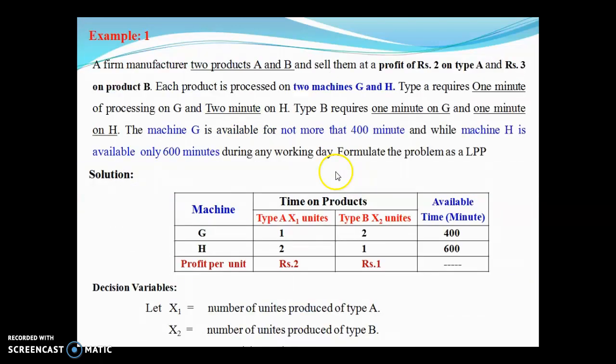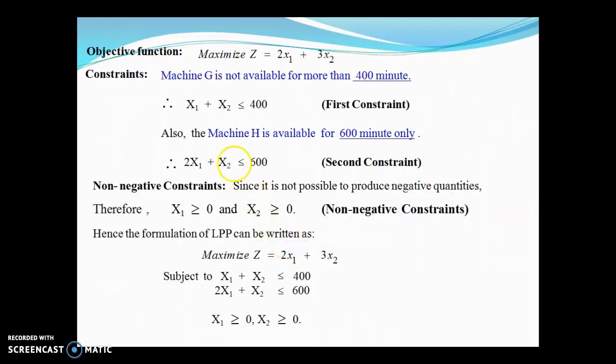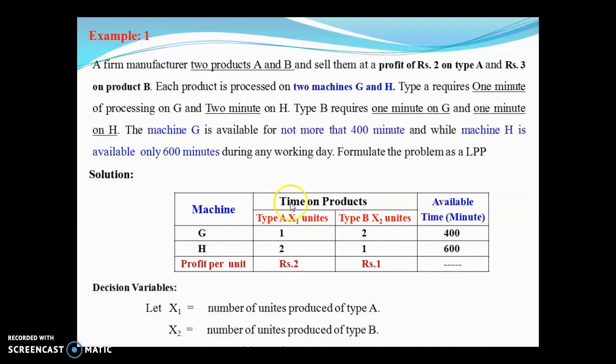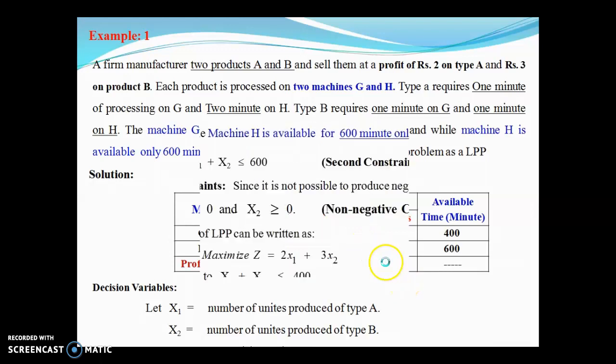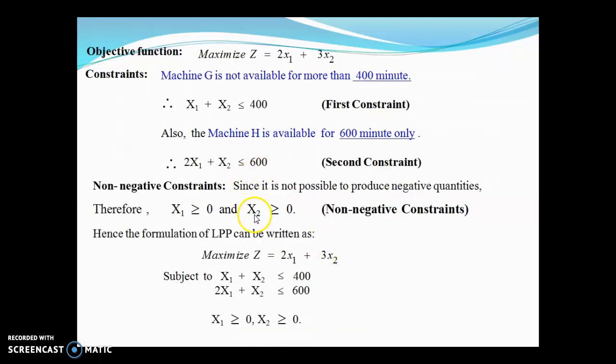As per the table, 2x1 plus x2 means there is only one value, 1 minute. That's why it is rupees 1 here, and that's why I have taken only x2. This is x2. Again, this restriction, x less than or equal to 600, is the second constraint.